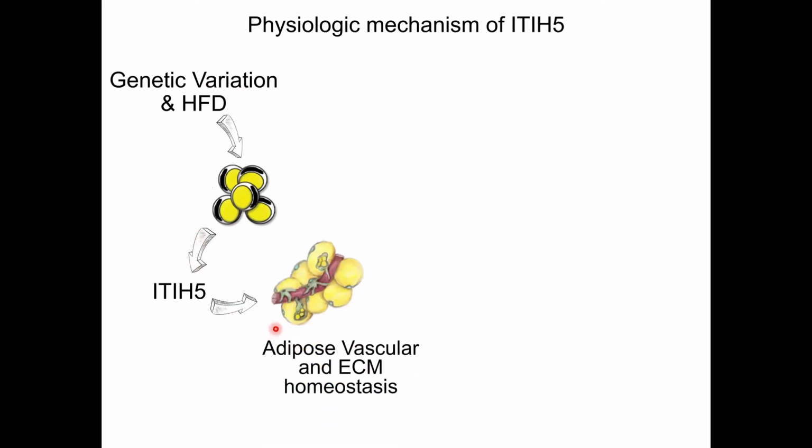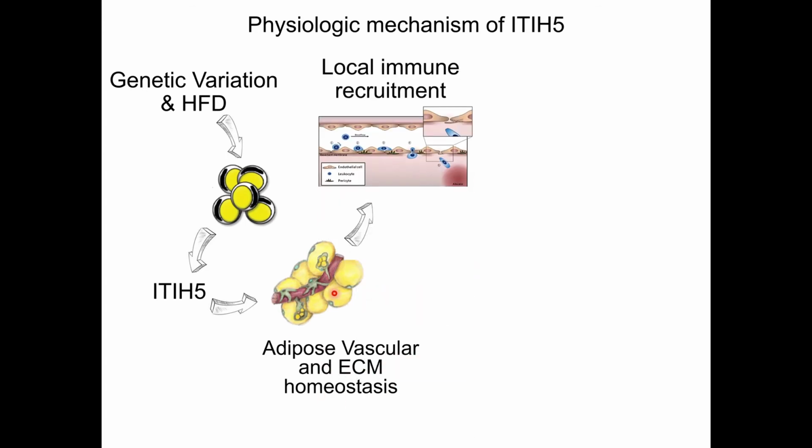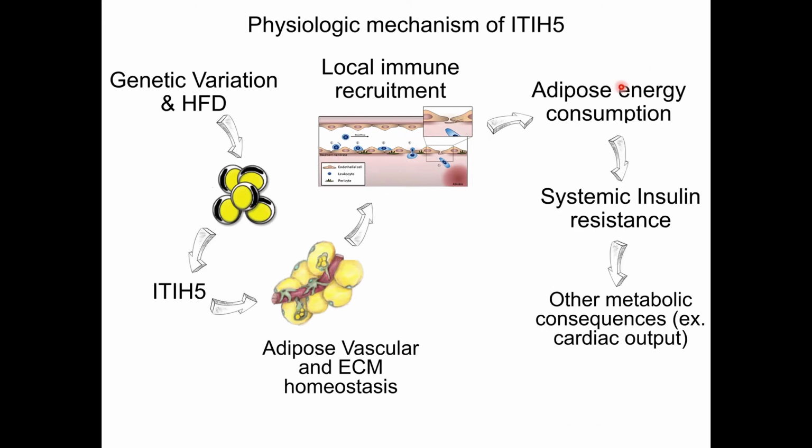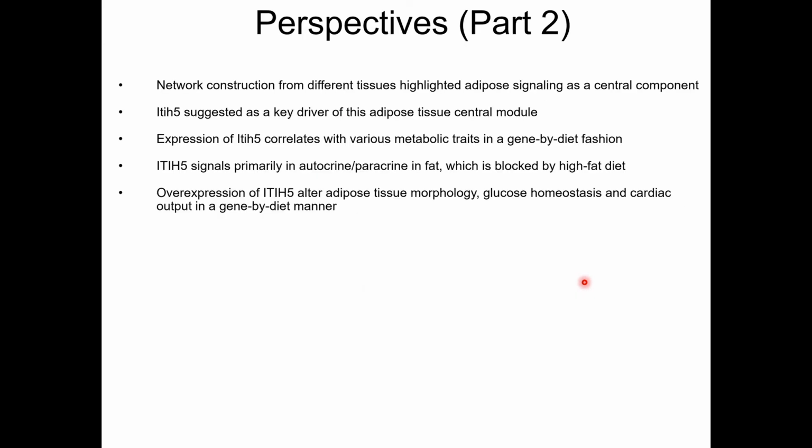This is mediating some autocrine signaling in fat. I would love to have a 6-hour discussion on the mechanisms that we're testing right now. We have reasonable evidence that it's altering the extracellular matrix, and as a consequence, how fat maintains vascular integrity. This in turn drives these local immune system functions and systemic effects, right? It's making this fat more energy efficient, and this is leading to changes in at least systemic glucose metabolism and other consequences as well. This is just an example of what we're doing.